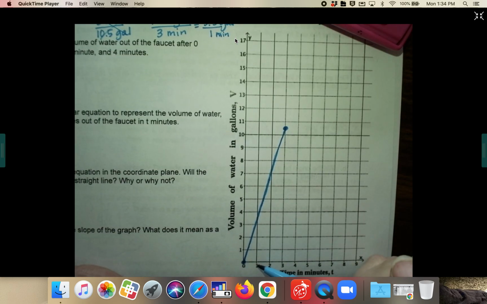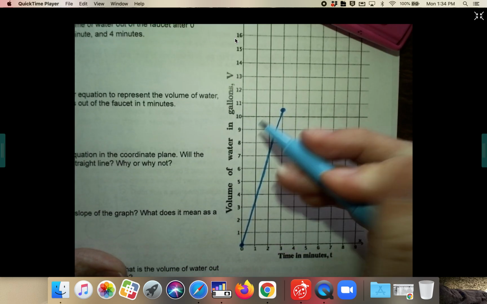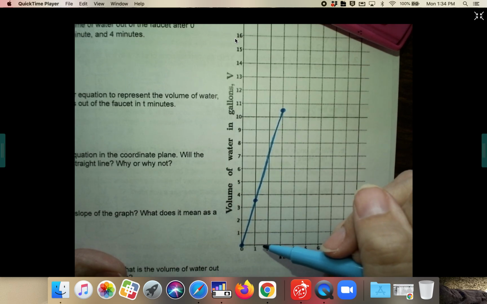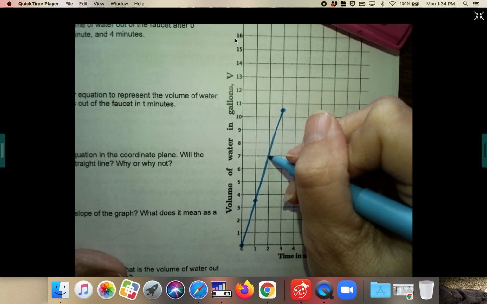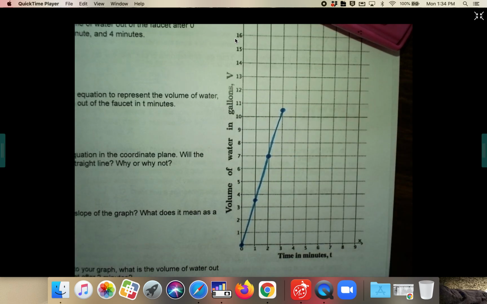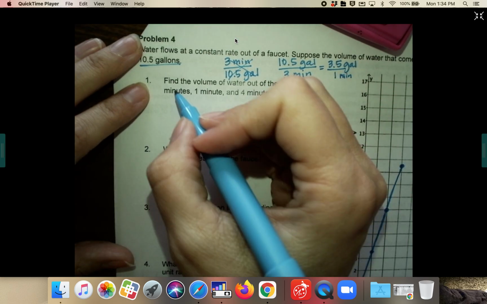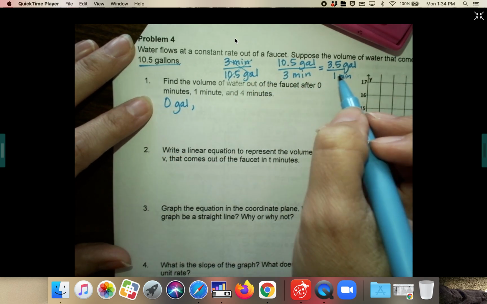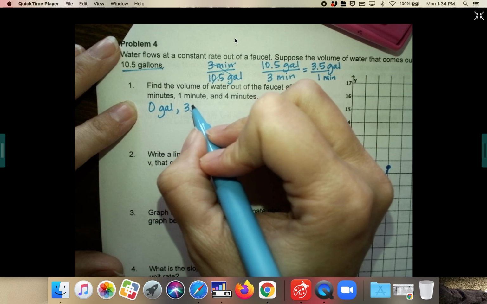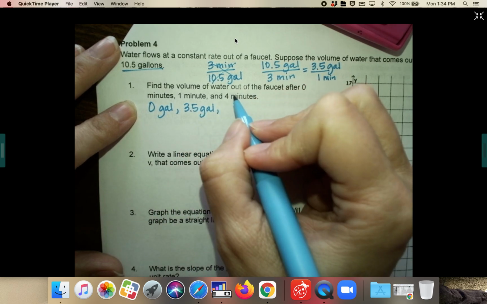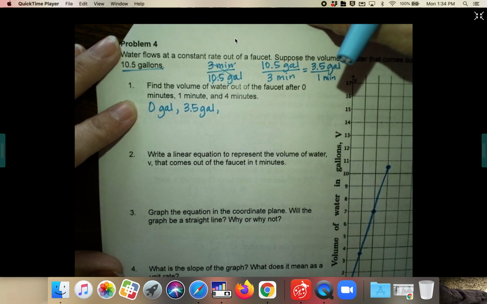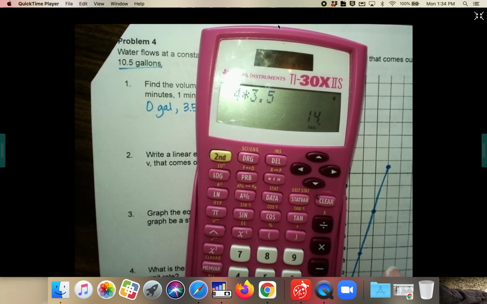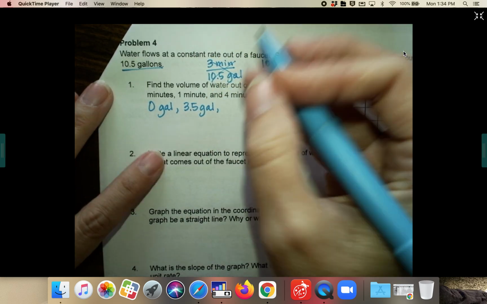So now I can go in 1 minute, it would be 3.5. Ooh, I made a pretty straight line. In 2 minutes, it would be whatever another 3.5 is, which should have been 7. Okay, so my line's not terrible. But so it's asking 0 minutes, it would be 0 gallons. 1 minute, it would be 3.5 gallons. And then after 4 minutes, we can just keep multiplying by 3.5s. So 4 minutes times 3.5 is our rate, 14 gallons.